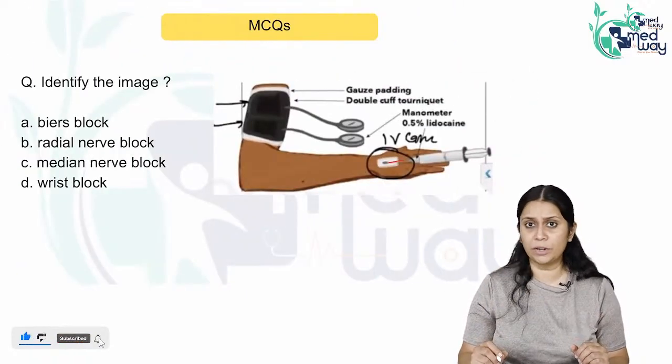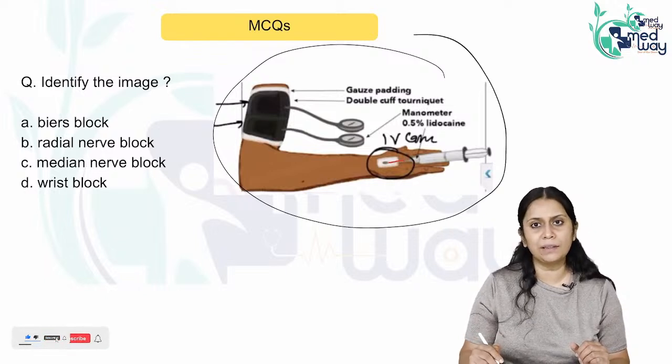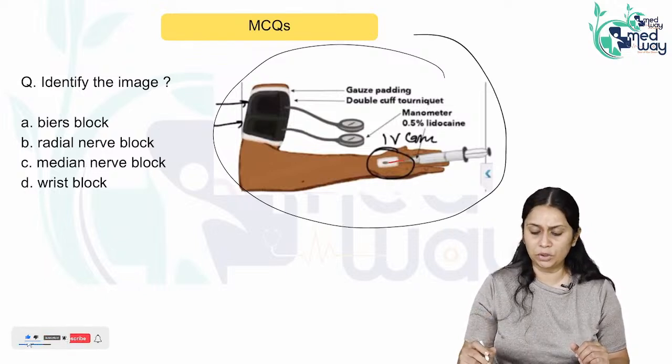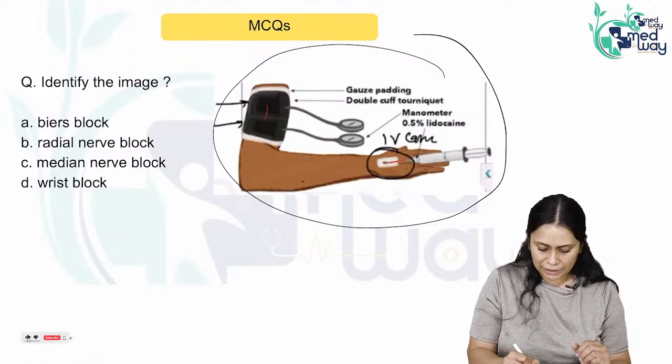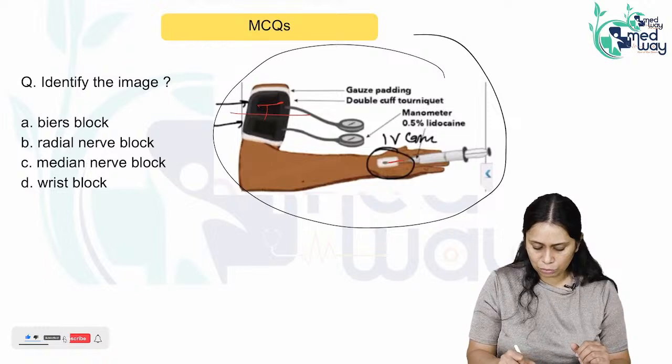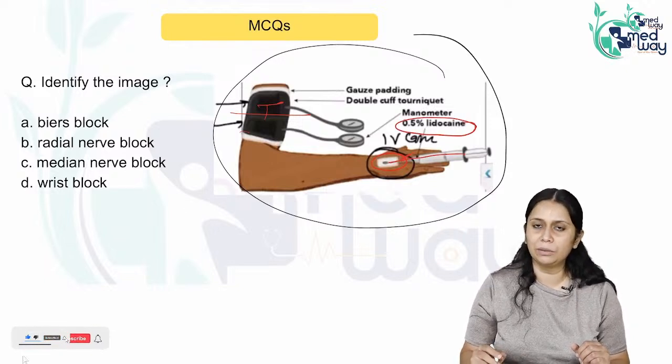An image-based question was asked. They gave this image and asked us to identify the procedure being done in the image. So as we can see, there is a tourniquet tied. There are actually 2 tourniquets tied. Then an IV cannula has been taken, and through that IV cannula, 0.5% lidocaine is being given to the patient.